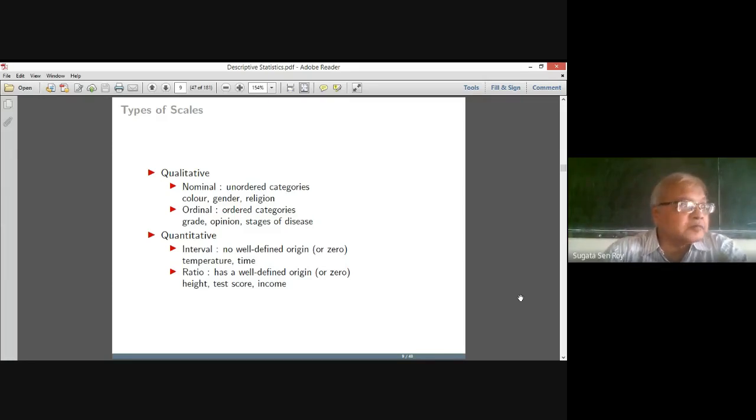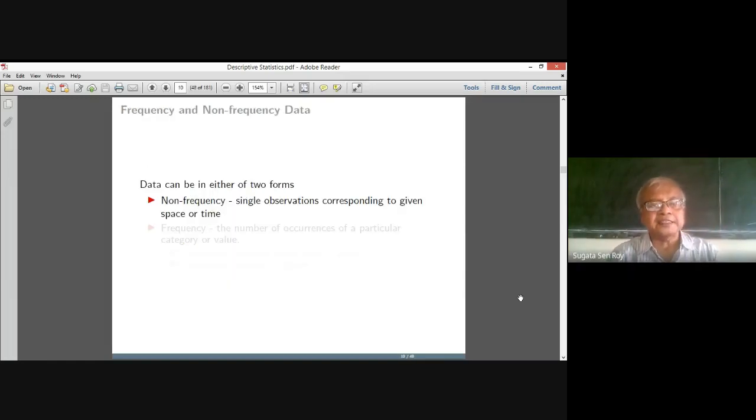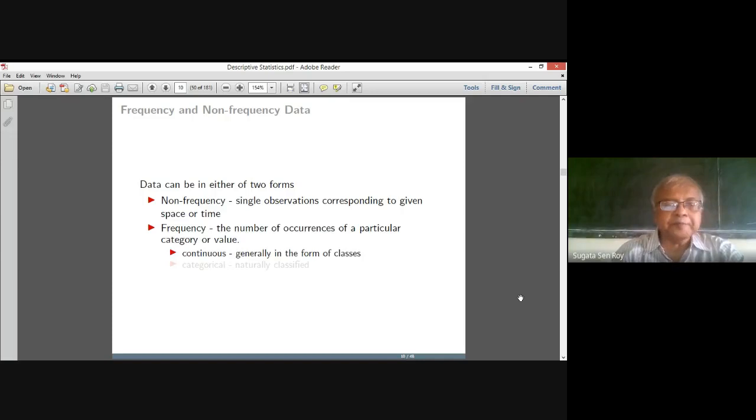Okay, 8 o'clock is twice the time of 4 o'clock. We cannot say those things because the 0 in this case is not defined. Okay? So these are some types of scales that you'll be looking at. And data can be frequency or non-frequency data. Non-frequency means single observations corresponding to a given space or time. Okay? Frequency would be a number of occurrences of a particular category or value. Okay? And then you have continuous categorical.